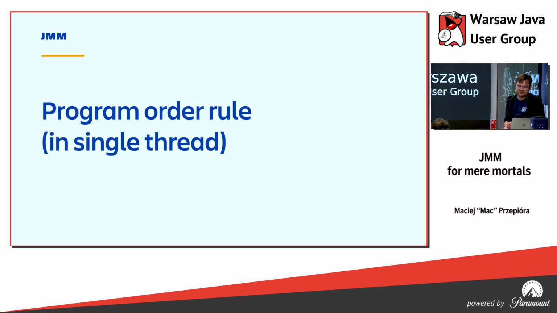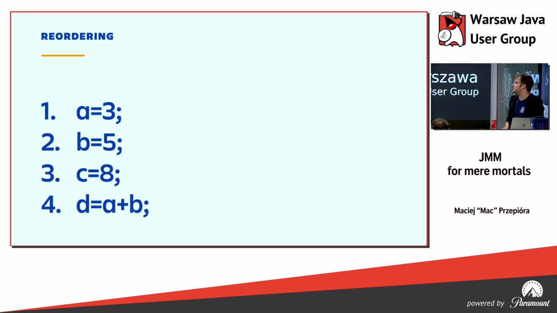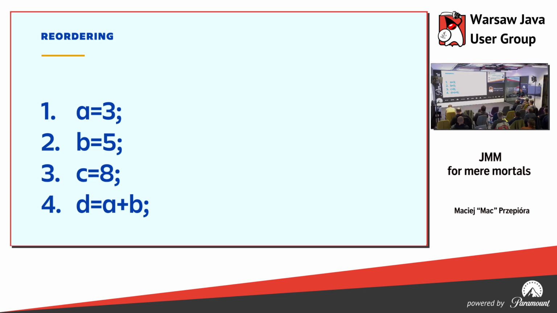Right? So basically, we're coming back to this example at the beginning. This rule says, in a single thread, this is a rule for a single thread, there can be some changes in the actual order of execution, but you won't see them, because when this block of code executes, you will see that E equals 3, B equals 5, C equals 8, and D equals 8 as well. And that's what this rule says, the program order rule.